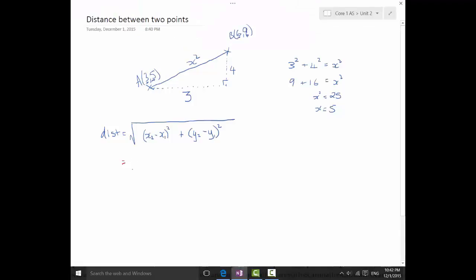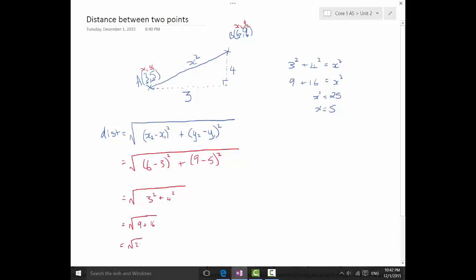I'll put it through so that you can see where it comes from. We've got the square root, x1 and x2, so we've got x2 is 6 minus 3, we're going to square that. We're going to add y2, which in this case is the 9, and y1, which is the 5, so we're going to have 9 minus 5 all squared. So what do we have? We have 6 minus 3, which is 3 squared, plus 9 minus 5, which is 4 squared, and we're going to square root them, so you get the square root of 9 plus 16, which is the square root of 25, which is 5. So the formula works.